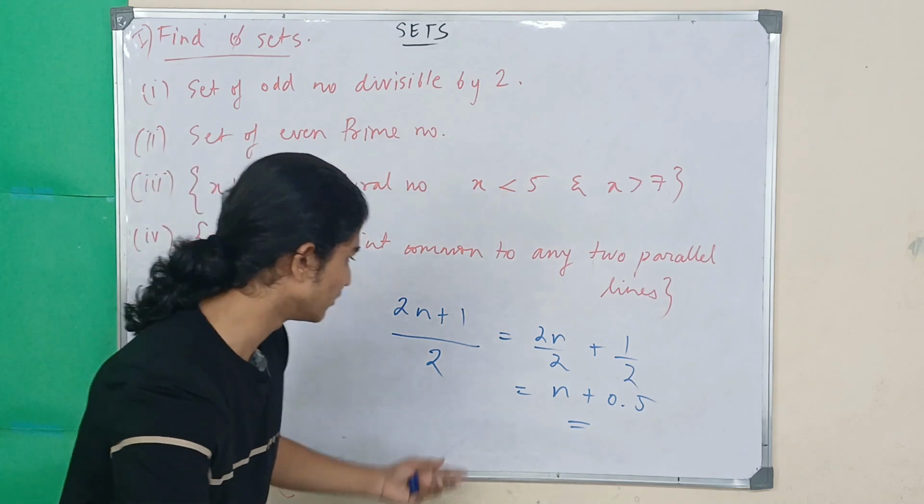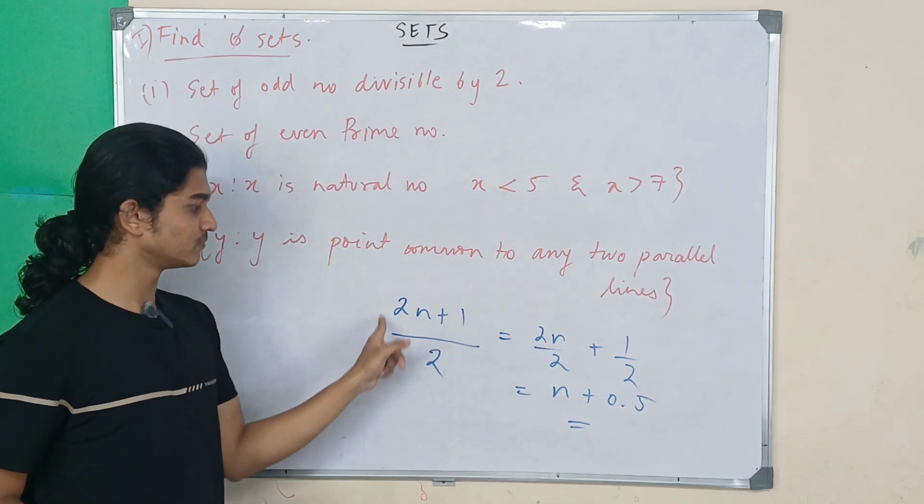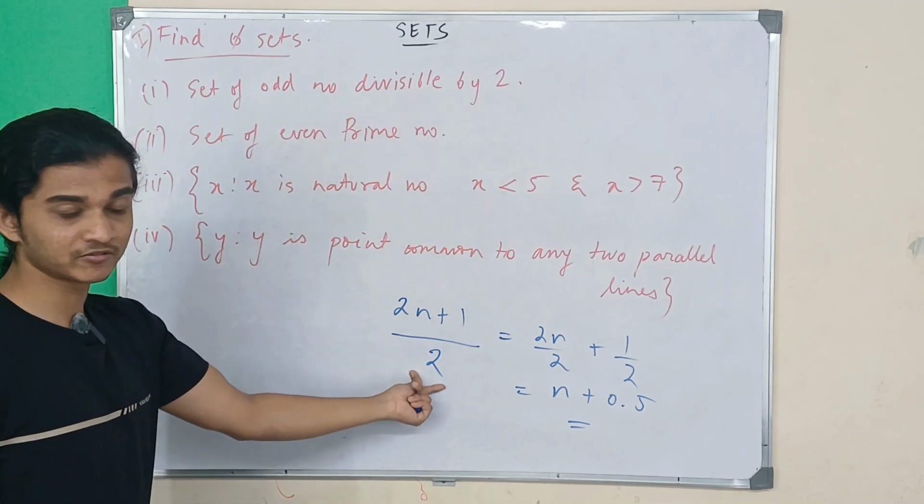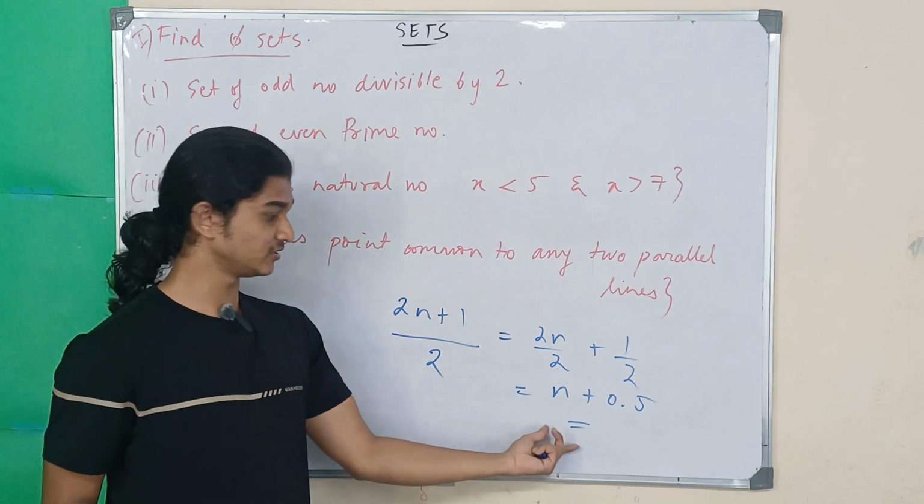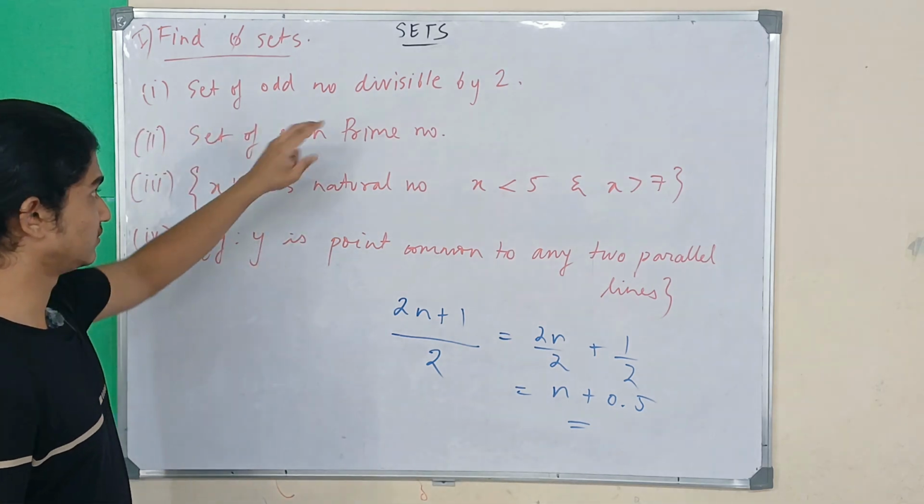Just take any example if you want. You can do it this way: every odd number is represented by the formula 2n plus 1, and they're saying it is divisible by 2. So I divided it by 2 and split it, and I got this. This is not a whole number, so from this I can say the set is an empty set.